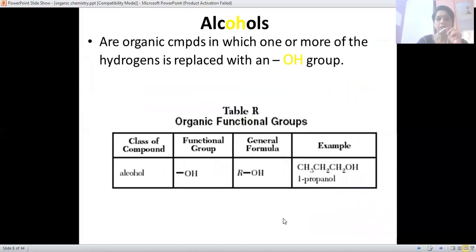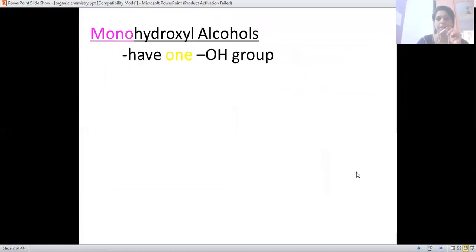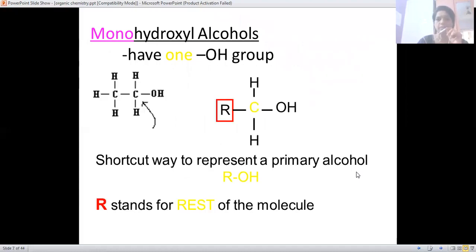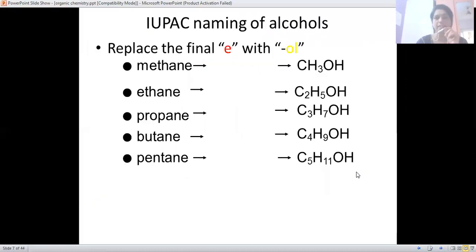Now, how do you define alcohol? Alcohol is the attachment of OH. The example is CH3, CH2, CH2, propanol, 1-propanol. The first carbon has the attachment of OH, so we write propanol. In this way, it is the simple structure of a monohydroxy alcohol. We will see the next one.